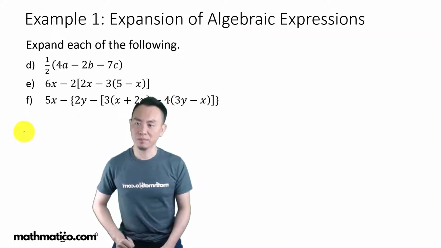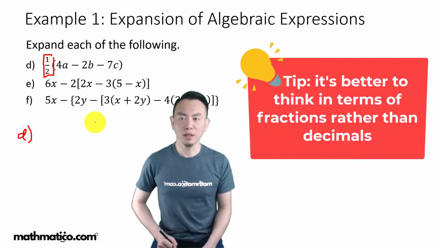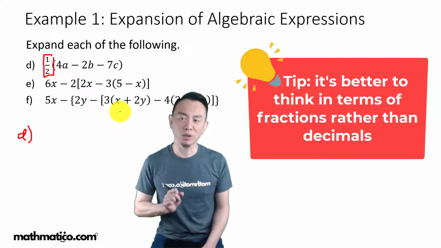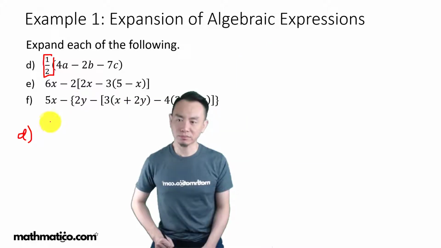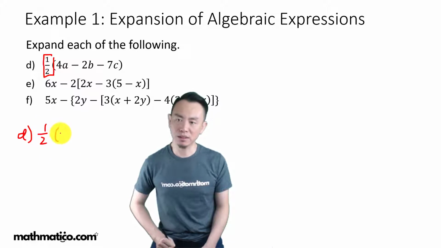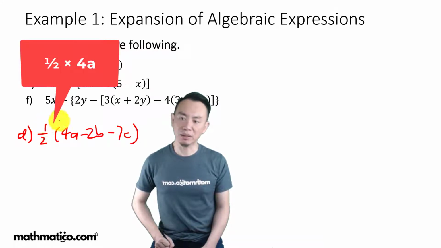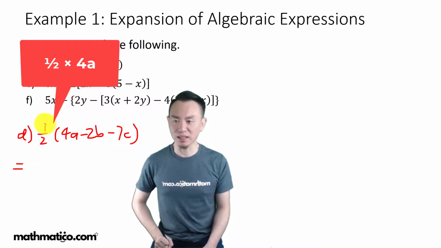Part D. Here we have outside the brackets a fraction. Now, in algebra, we always have fractions. Fractions and algebra always go hand in hand, more with fractions than with decimals. So you've got to get used to this. One half times 4a minus 2b minus 7c. So this half is multiplied to the 4. Half times 4, you can do mental calculations. If you can do that, it's going to be much better than if you have to press the calculator every time.